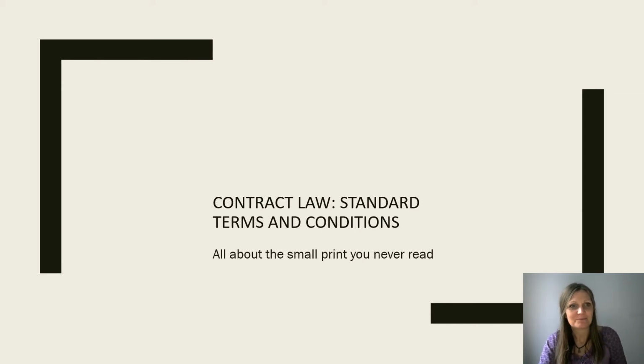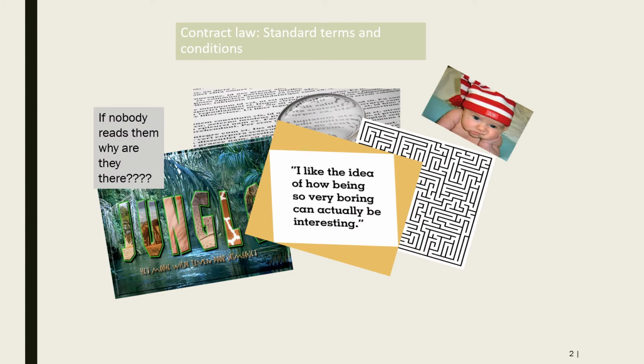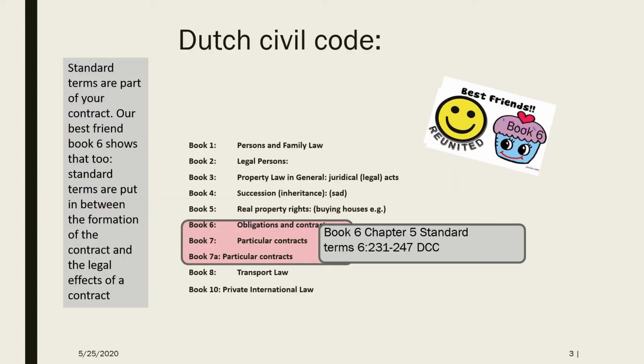So I bet maybe 1% or 0% of you has ever read the general terms when they were handed or offered to them. They're very boring usually, the small print, the small letters that you never read. But how can they be such a topic then? What is their importance? Well, first of all, it's very important because they are Chapter 5, Book 6 of the Dutch Civil Code. So there are special rules for general terms. They have some kind of importance and we are going to figure out what it is.